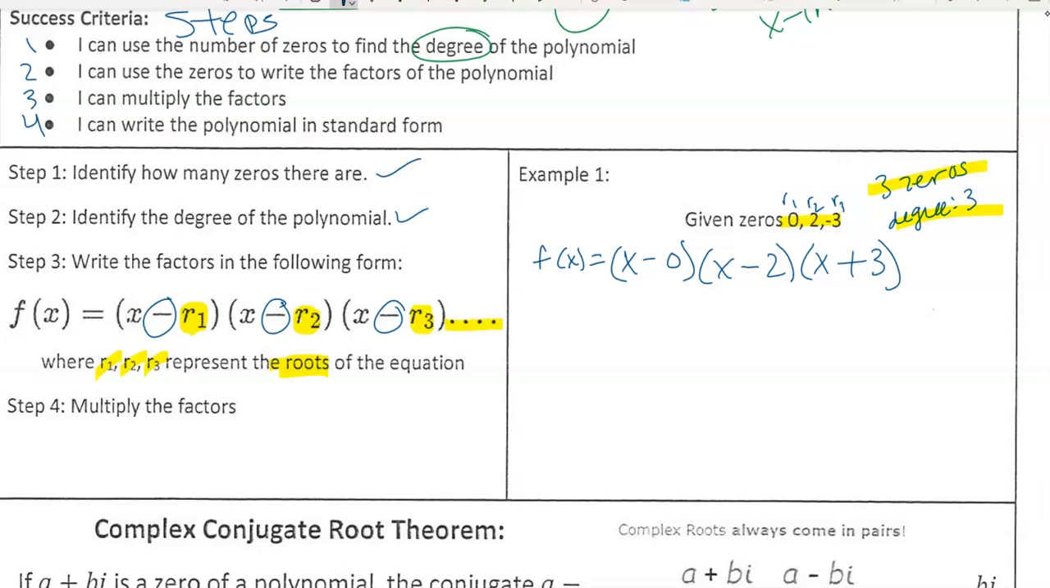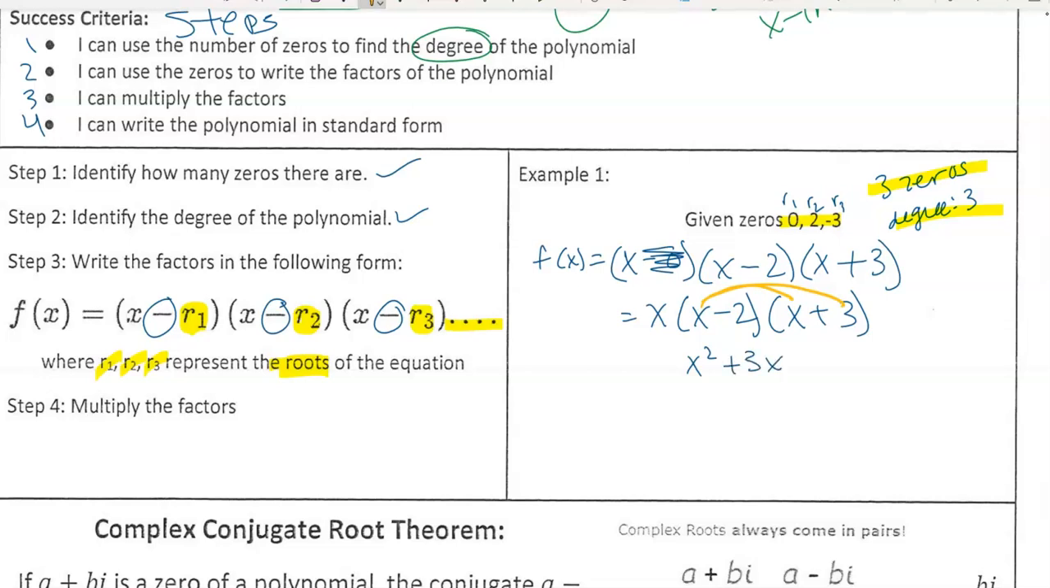So now we have our formula, but here we have x minus 0. Subtracting 0 doesn't change x at all. We're taking nothing away. So we don't write minus 0. We say x times x minus 2 times x plus 3. Now we can multiply everything out. So we're going to start with the parentheses. x times x is x squared. x times 3 is 3x.